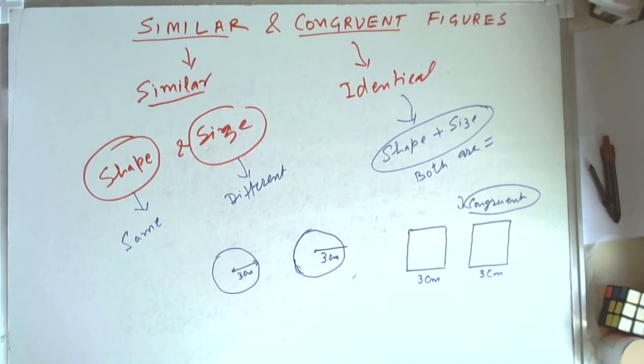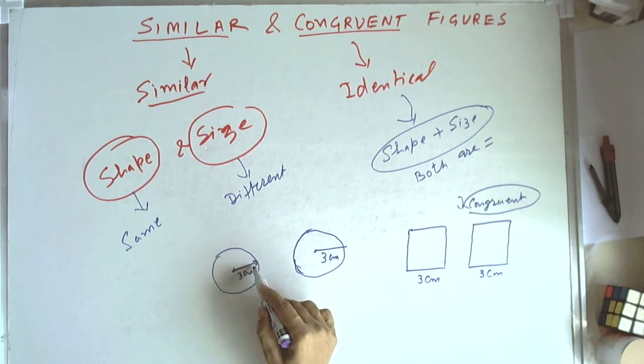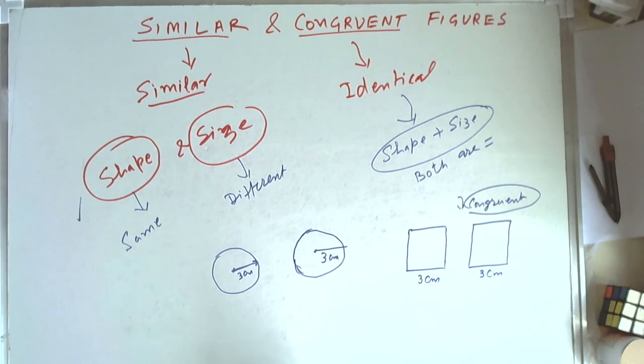For example, we have twin children. The twin children could be similar twins or identical twins. You must have heard this word, similar twins or identical twins. Similar twins means they look similar, but they are not 100% same. Anyway, I think we should understand that similar means shape is same, identical means shape and size both are same.